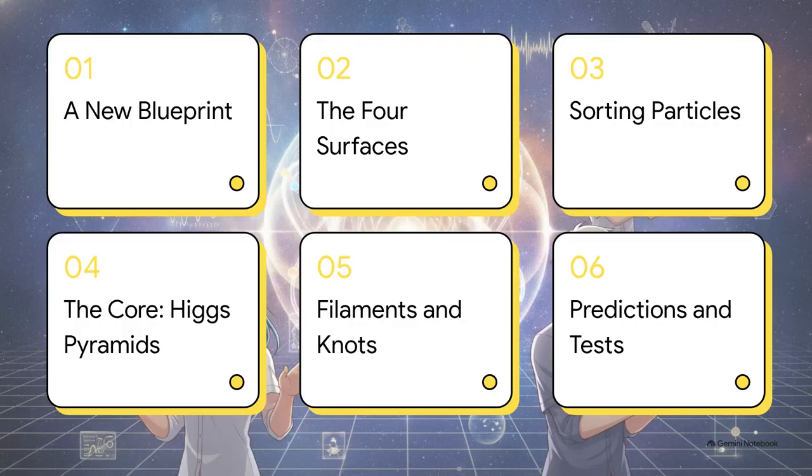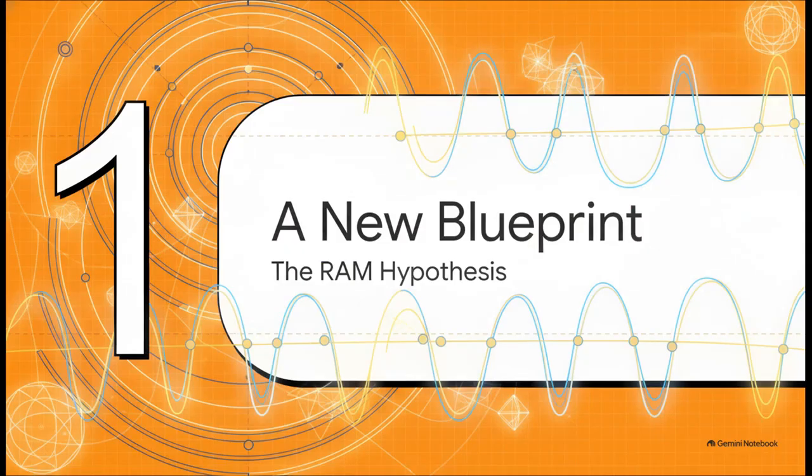To guide our journey right to the center of the atom, we'll follow this 6-step blueprint. First, a new blueprint, then the 4 surfaces, sorting particles, the core's Higgs pyramids, filaments and knots, and finally, predictions and tests. All right, kicking things off with part 1, a new blueprint.